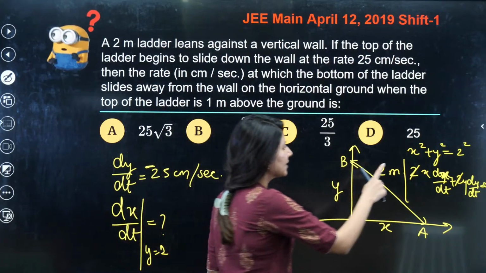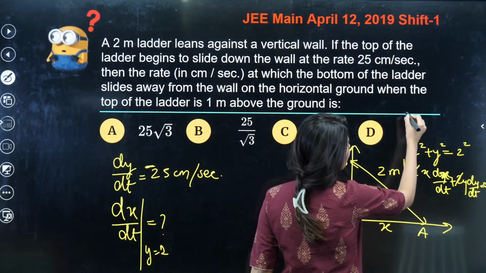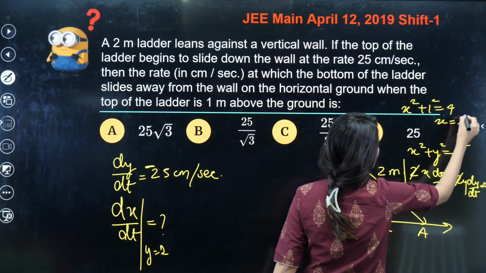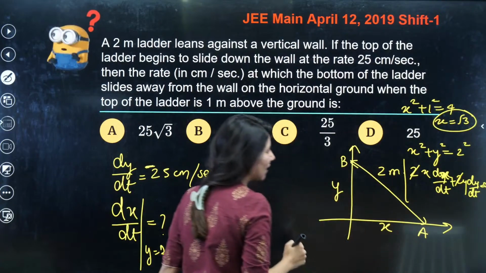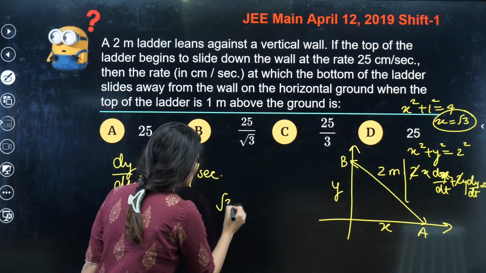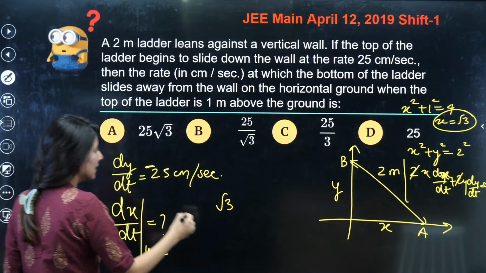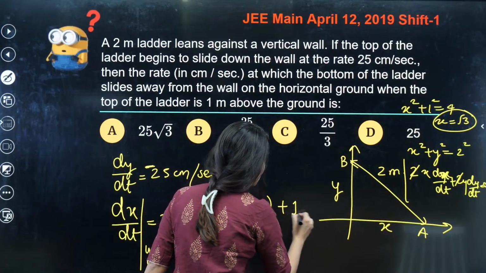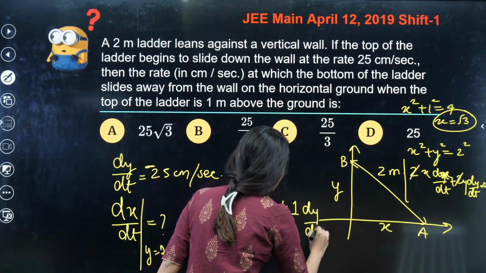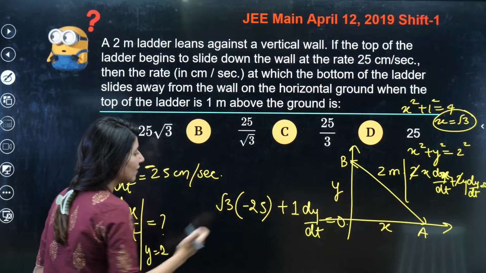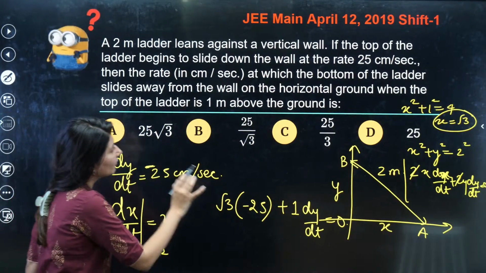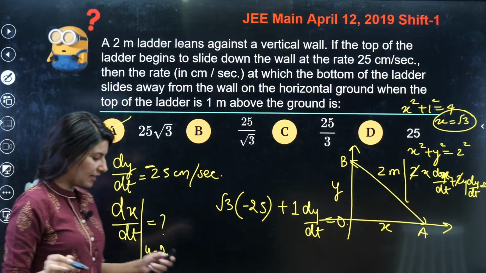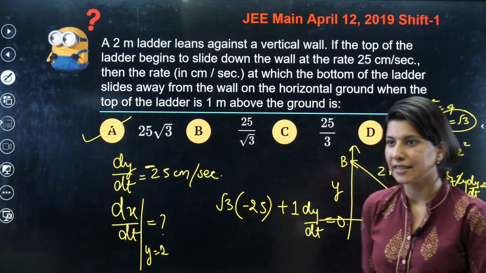So now y is equal to 1, so we can figure out the value of x. So x square plus 1 square is equal to 4. So x is coming out as root 3. Now plug in the value. So root 3 into dx by dt, minus 25, and we have plus y is 1. dy by dt is what we are looking for, equal to 0. So dy by dt value clearly is 25 root 3. Yes, option A is absolutely right.